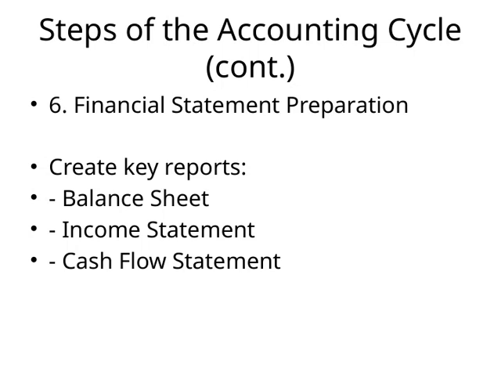Now, let's move on to the next step in the accounting cycle: financial statement preparation. Once all the necessary transactions and adjustments have been recorded and processed, it's time to create the key reports that give us a clear picture of the company's financial health. First, there's the balance sheet. This report provides a snapshot of what the business owns, its assets, and what it owes, its liabilities, along with the owner's equity at a specific point in time.